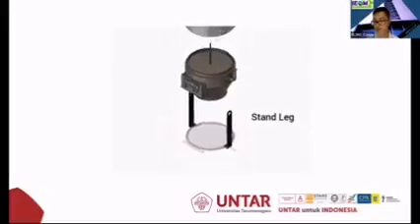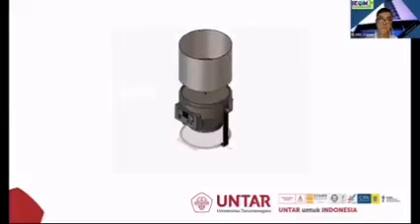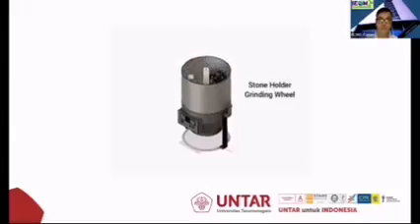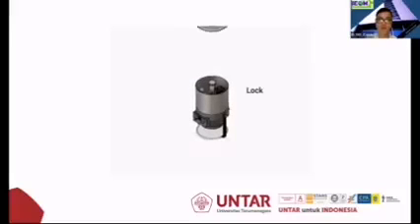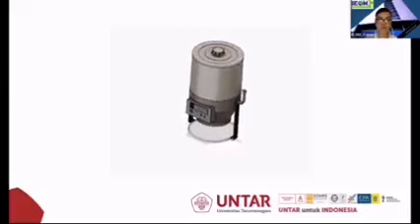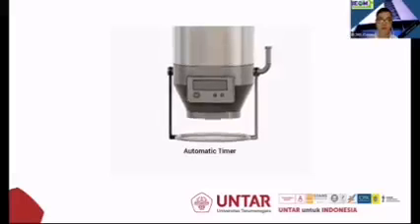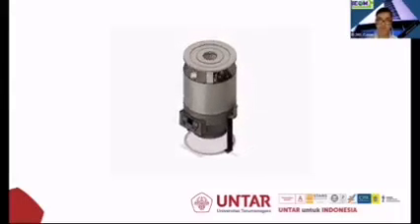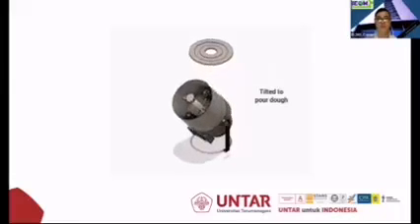This is the video for the product. Machine body, storage tube, stone holder and grinding wheel. This is the lock and tube cover. This adds an automatic timer. And it is tilted to pour the chocolate dough.